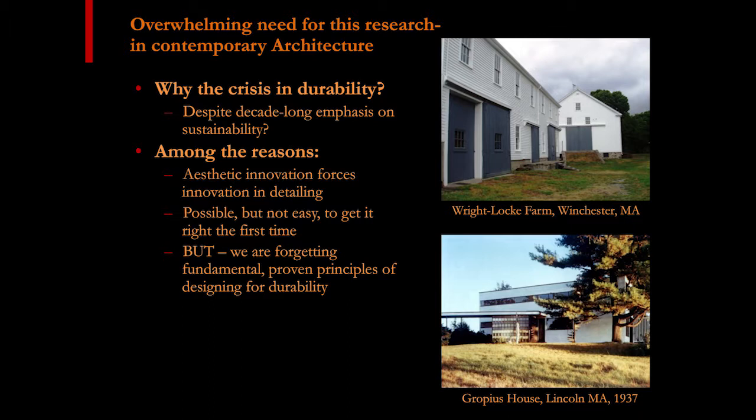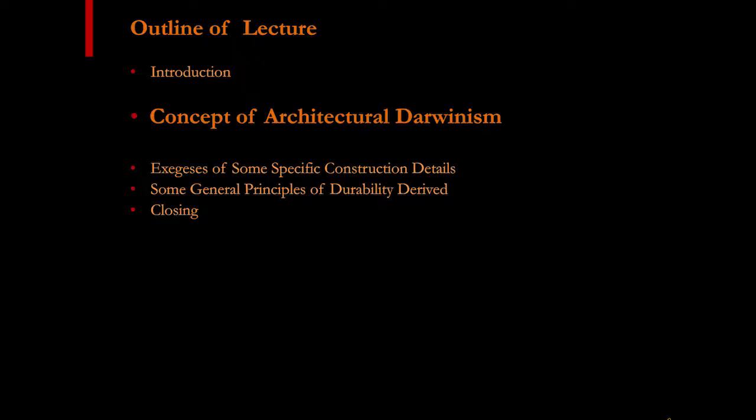Among them are that when you're trying to innovate aesthetically, as Gropius was here in Lincoln in 1937, it forces you to invent all new details rather than relying on the details here. It's possible to get it right the very first time you're trying something, but it's certainly not easy. And I think first and foremost, we're forgetting some basic fundamental principles of designing for durability. In short, I think that ties back to this concept of what I call architectural Darwinism.